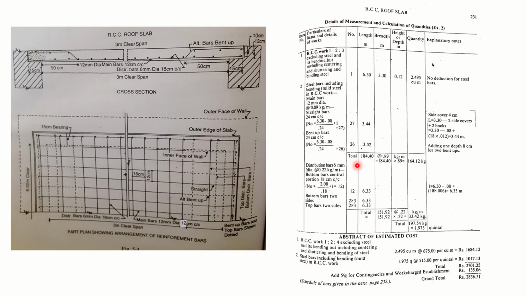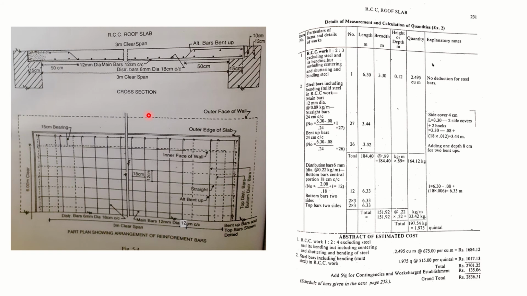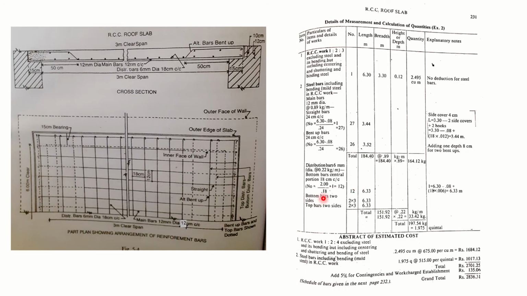Now we will calculate the distribution bars of 6 mm dia. The weight of 6 mm dia is 0.22 kg per meter. So first of all we will calculate for the bottom central portion, which is at the spacing of 18 centimeter center to center. So the numbers will be 2 meter, this is the 2 meter length, 2 meter upon 0.18 plus 1, this gives us 12.